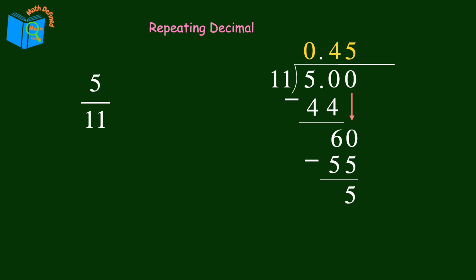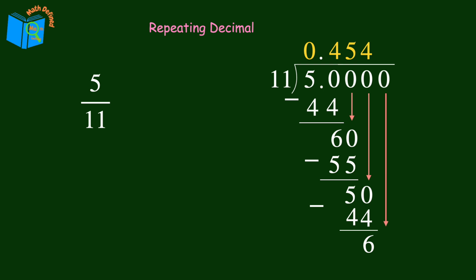We don't see the repeating pattern yet, so we need to continue with the division process. We'll add another 0 and bring it down. 11 divides into 50 4 times. And after subtracting, we get a remainder of 6. And now we can see the pattern. When we add another 0 and bring it down, we have 60 again, just like we did up here. We already know that 11 divides into 60 5 times, and we can see our pattern.